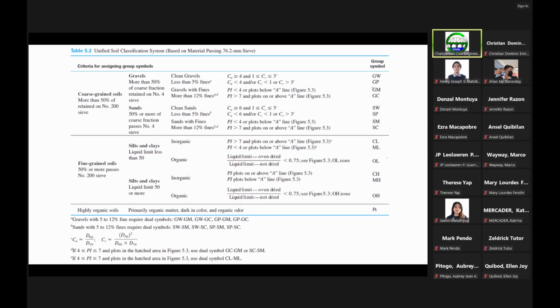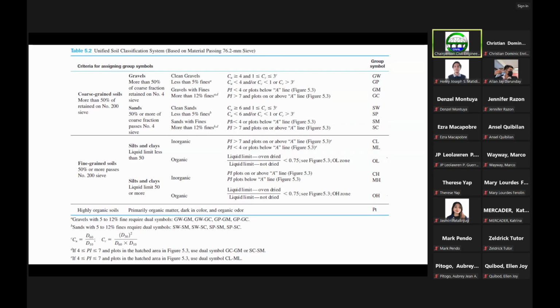That's GC-GM here, or SC-SM. But now let's go to the sands. That's for the case of sands. So I think we have already explained footnotes A, D and C as well.